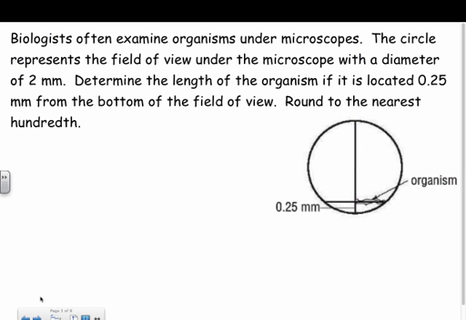Moving on. Well, we can get into the sword problem. This actually happens. This is how scientists determine lengths of organisms when they use a microscope. So let's take a look at this example.